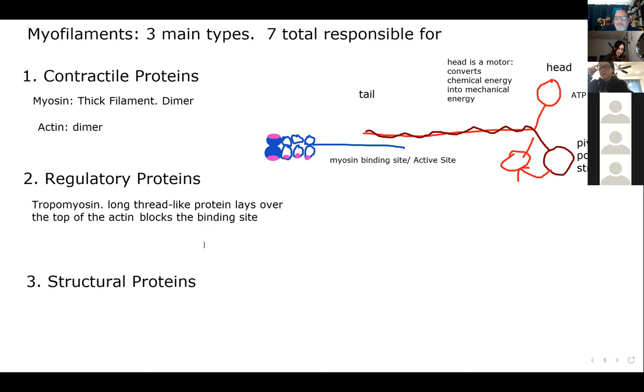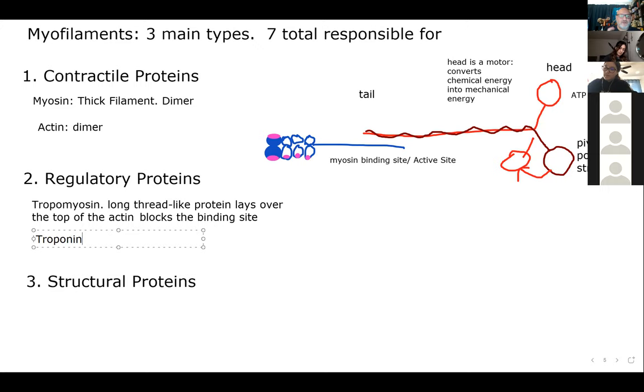What else? Go ahead. How does it know when to stop and when to go, or block? You hit it on the head, absolutely. However, there are times when we want to contract a muscle. And so when we want to contract a muscle, there must be a way to move the tropomyosin. And that is where our second regulatory protein comes in.